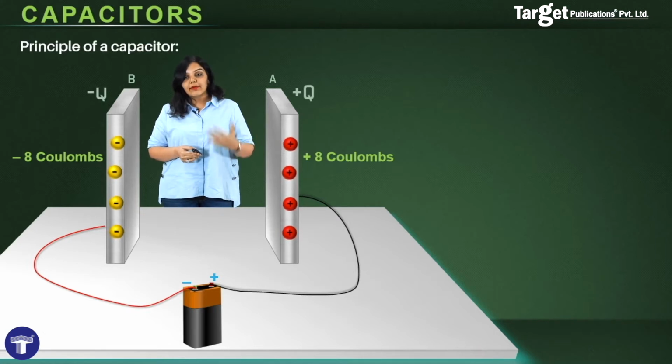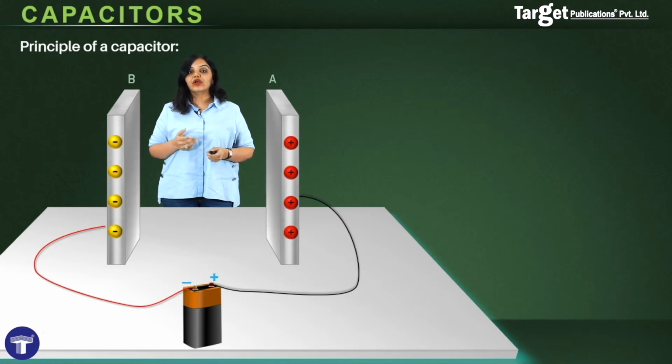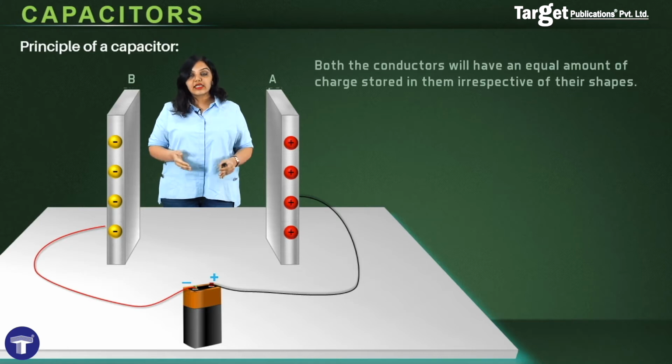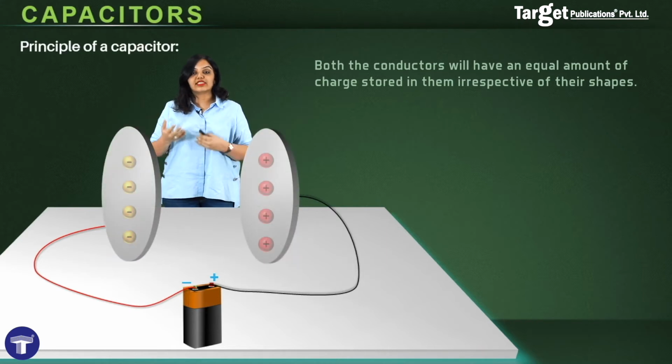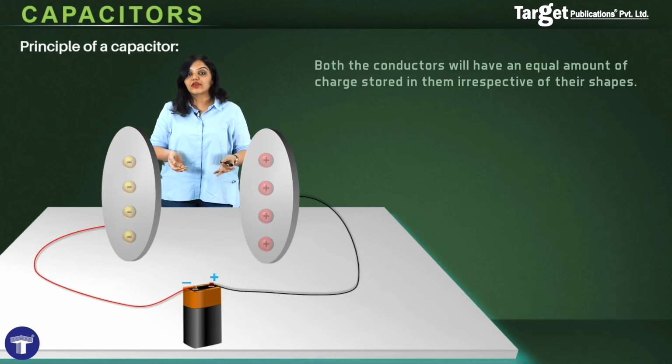Also, the same amount of charge will be stored in both these plates irrespective of their shape. So both the conductors will store an equal amount of charge, even if it was some other shape, like for example if it was oval, if it was rectangular, if it was any shape, they would have an equal amount of charge stored in them.